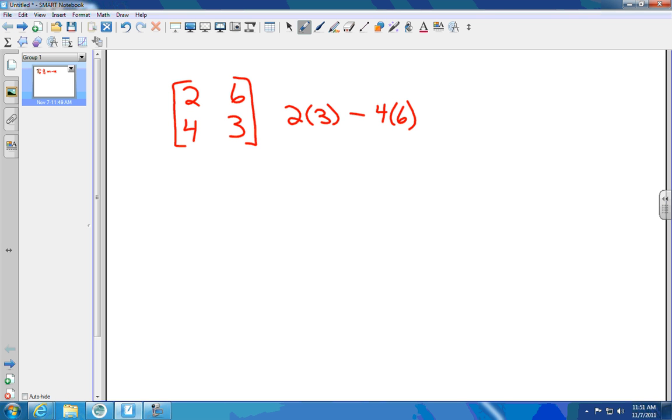So what would we get? 6 minus what? 24. So our determinant is negative 18. So again, if this was an application problem and we were trying to find the area of something, then 18 would possibly be that area. But again, right now you're just trying to find the determinant. The only thing you really have to be careful with in this whole section is your positives and negatives. There's no variables. It's just multiplication, subtraction, and addition. So that's the only thing you've got to be careful with.